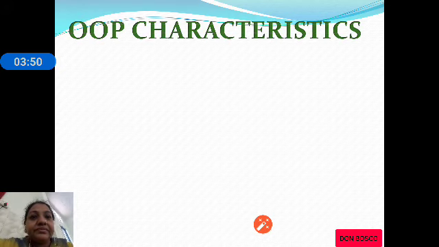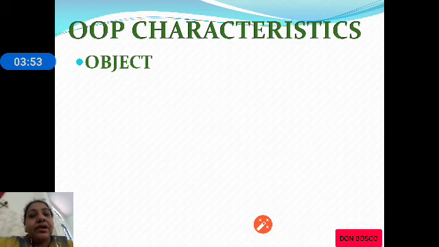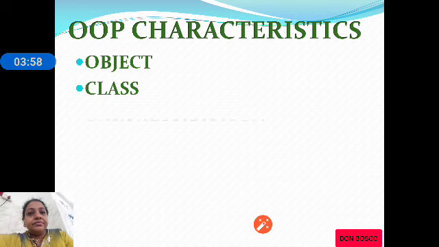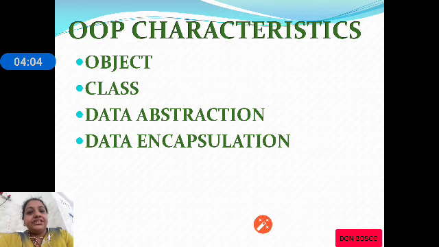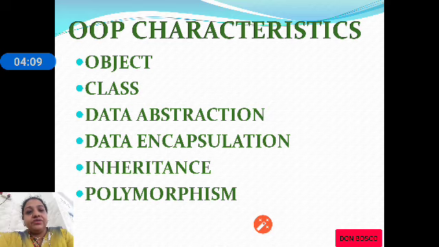Let us start with the different OOP characteristics. The OOP characteristics include object, class, data abstraction, encapsulation, inheritance, polymorphism. These are the characteristics of object oriented programming, or OOP, which we will be discussing in this session.